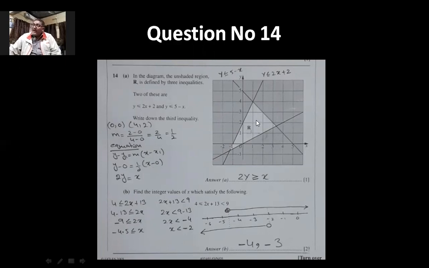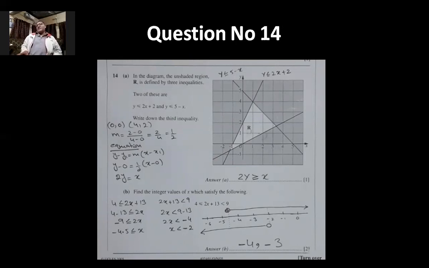Because the required area is above this line, the crocodile's mouth will be towards positive y. So this is the inequality, that will be 2y greater than and equals to x. So this is how you will do this. This is question number 14, A part.